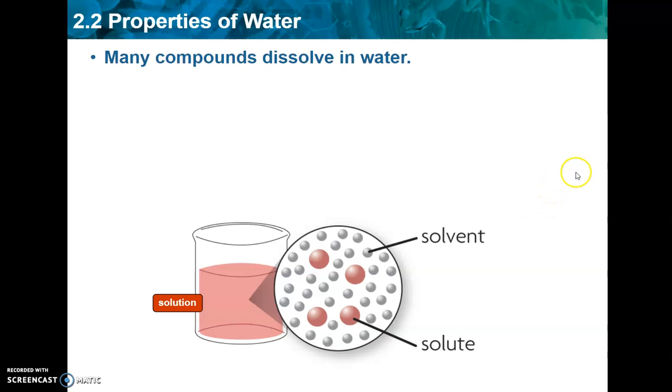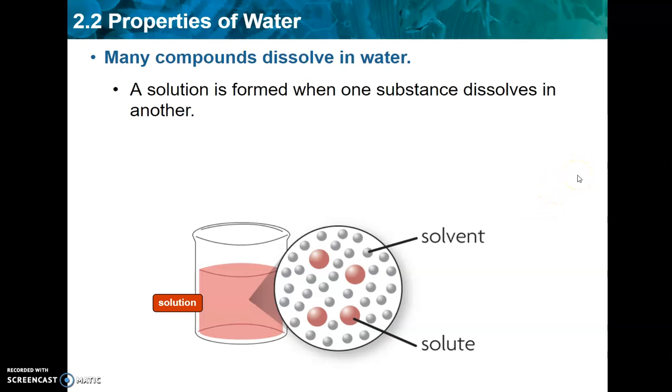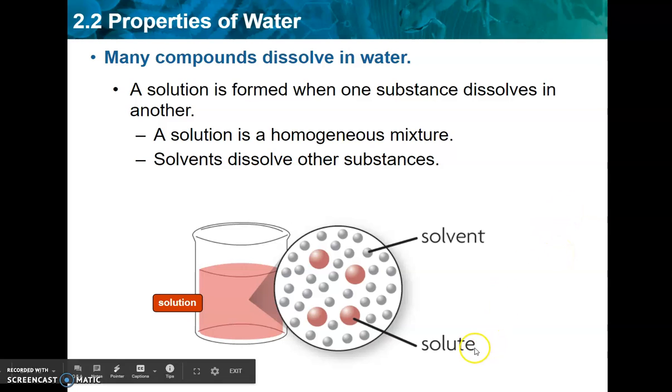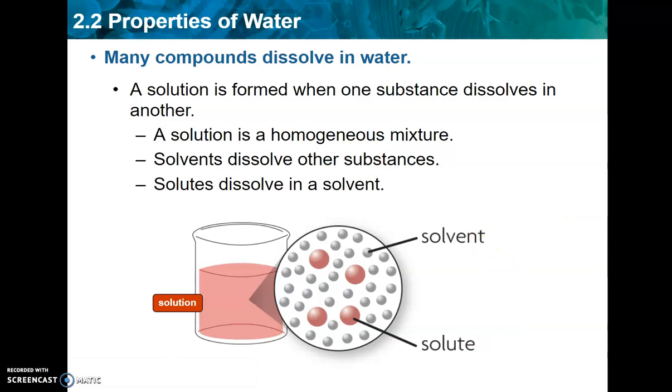Many compounds dissolve in water. A solution is formed when one substance dissolves in another. Solutions are homogeneous mixtures. Solvents are what are dissolving the other substances. So if we had Kool-Aid and water, the Kool-Aid would be the solute. The water would be the solvent. Solutes dissolve in the solvent.